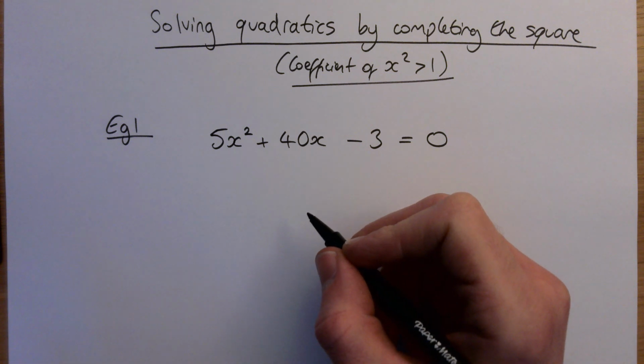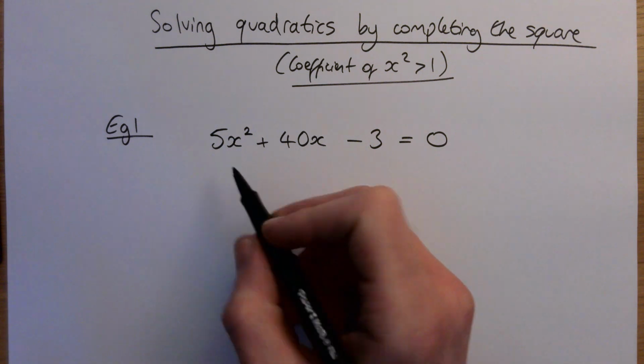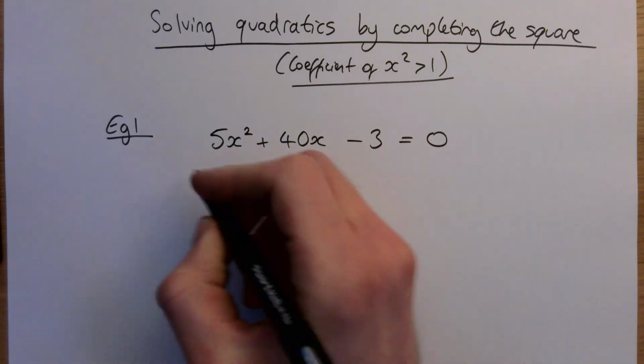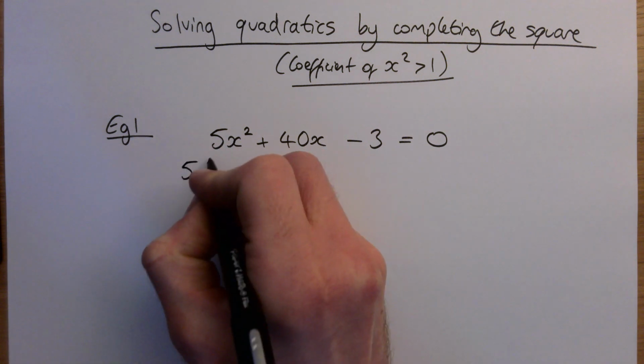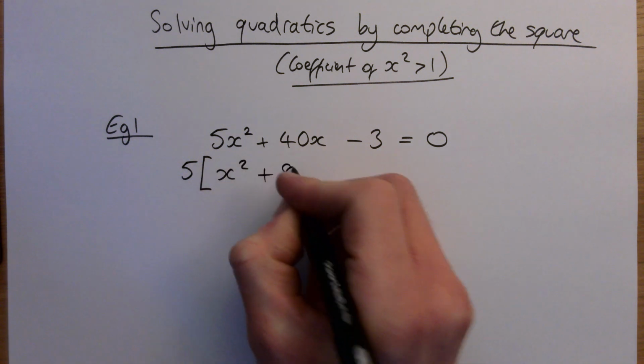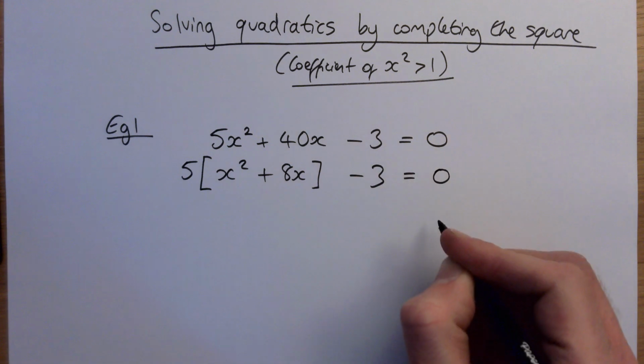In this video, I'm going to show you how you solve a quadratic by completing the square where the coefficient of x squared is greater than 1. Now, the first thing I'm going to do is divide the first two terms by the coefficient of x squared. So if I factorise out 5 from the first two terms, remember in my square brackets I've got x squared plus 8x, and the minus 3 is staying outside the bracket, and that's equal to 0.